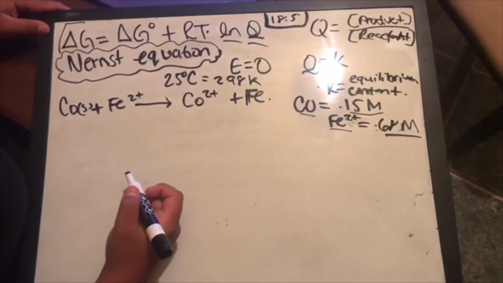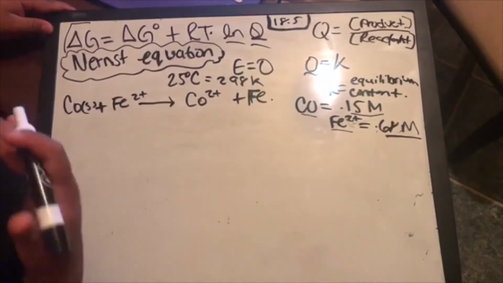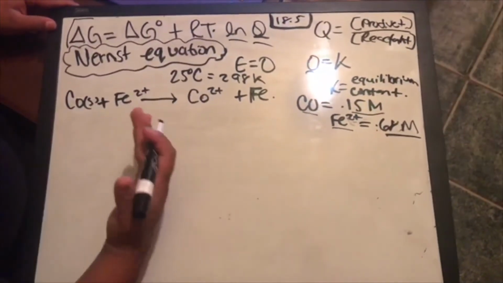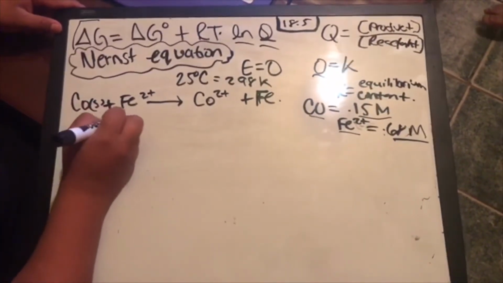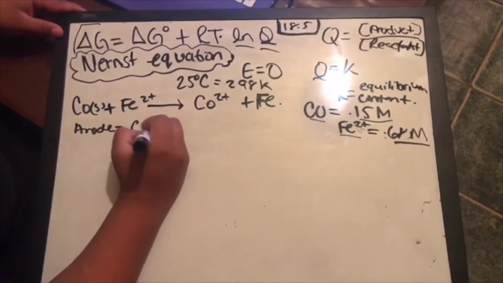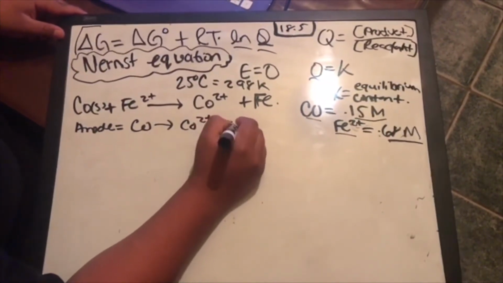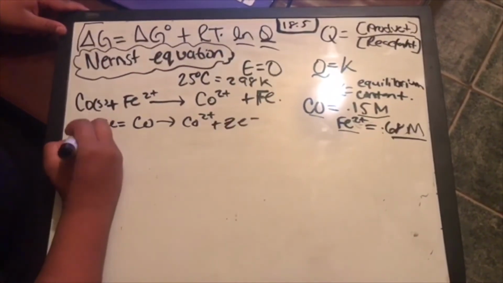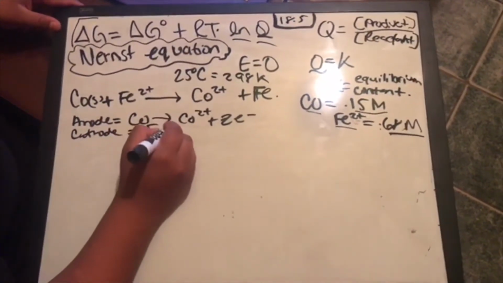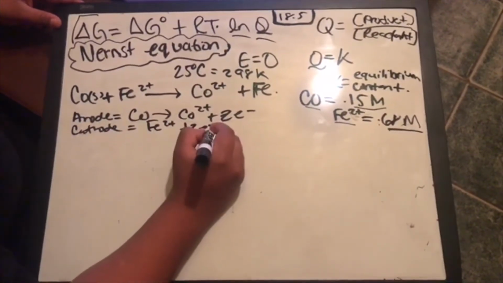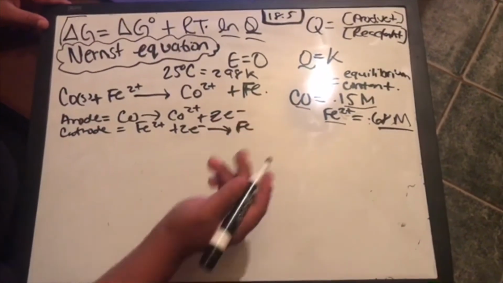So the next step is finding the oxidation and the reduction, which are the anode and the cathode. Our anode is Co goes to Co2+ plus two electrons. That is our anode. Our cathode is Fe2+ plus two electrons goes to regular iron.